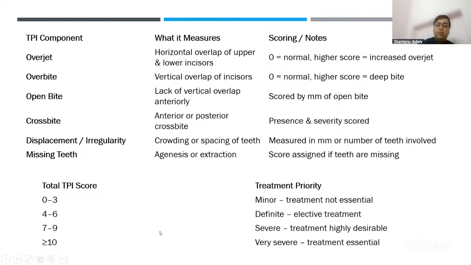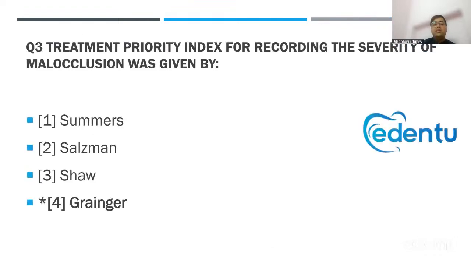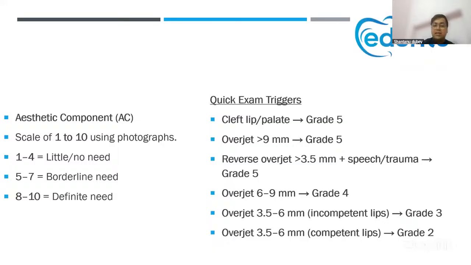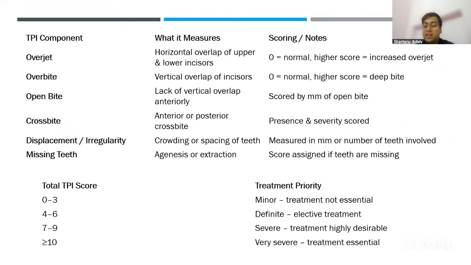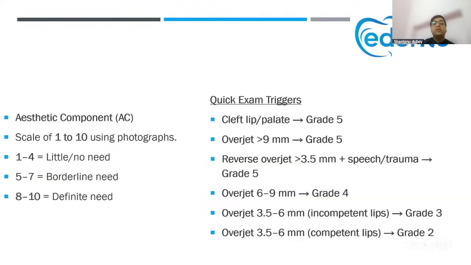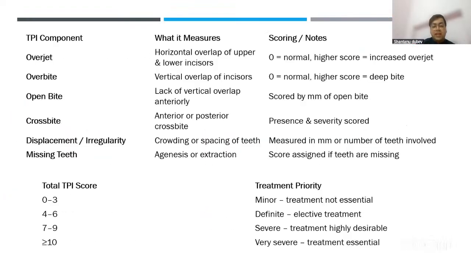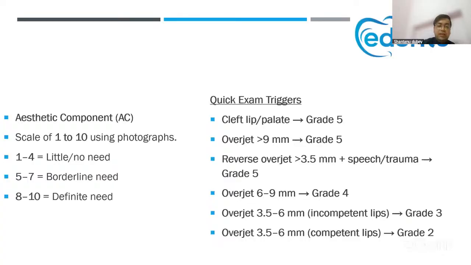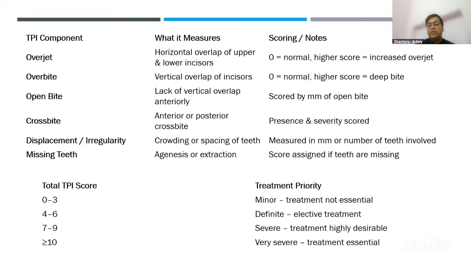So what I want you to remember is that it is something like the IOTN aesthetic component. Not that it is aesthetic, but the division is similar to the aesthetic component. You understand? That is a 1 to 10 scale. Here it is of course 0 to 10. And there we had 3 divisions. Here we have 4 divisions: minor, definitive, severe, very severe.